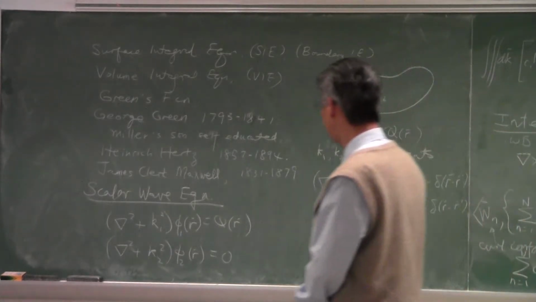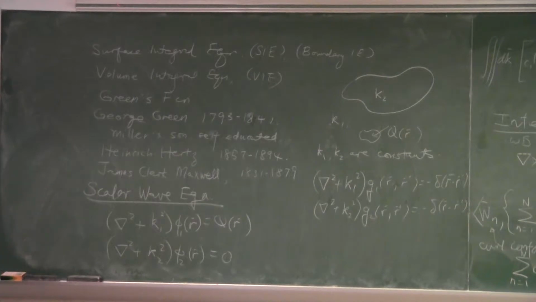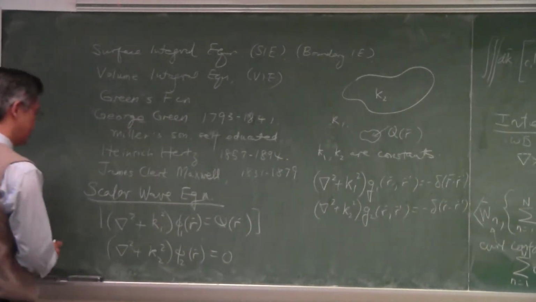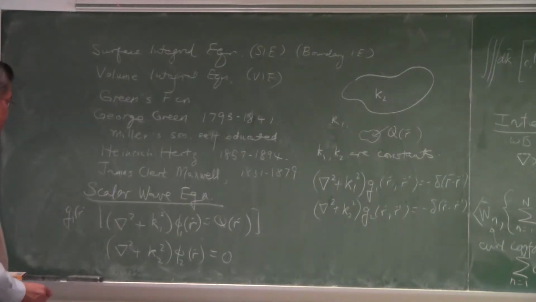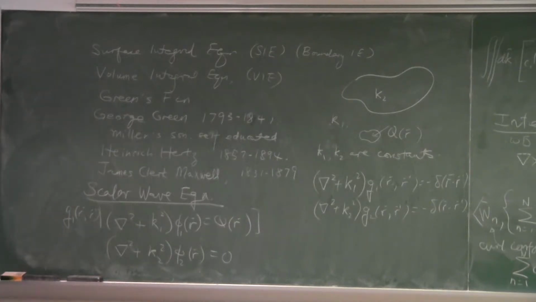Then it's quite straightforward to derive the integral equation from this differential equation by a set of mathematical manipulations and the use of Green's theorem. So the first thing we do is to multiply this equation by G1(R'). Okay, what is the next thing that we should do? Does anybody know?